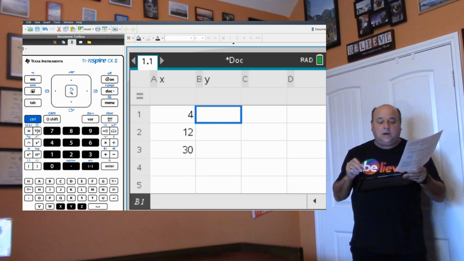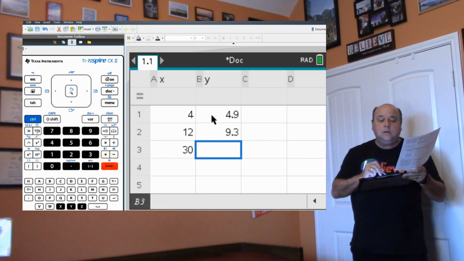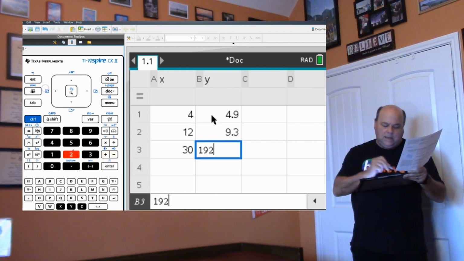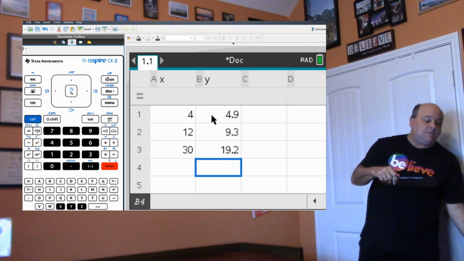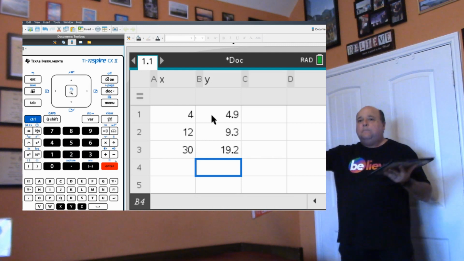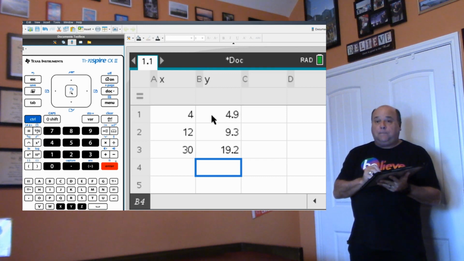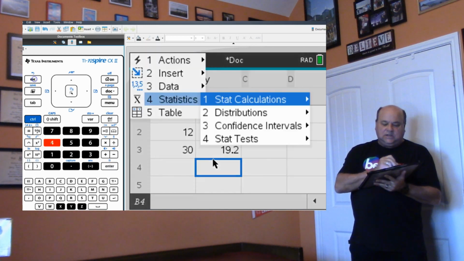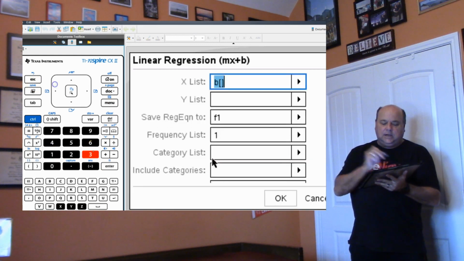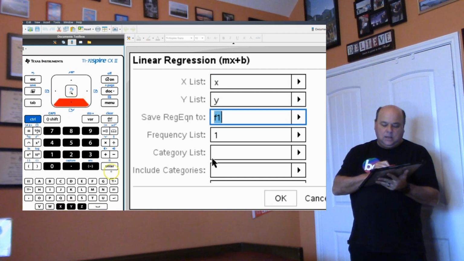And then I'm going to put in the prices, 4.9, enter, and then 9.3, enter, and then 19.2. Hit enter. Now then remember the steps. Menu 4, 1, 3, X down, Y down, enter. So make sure the box is open. Menu, statistics, stat calculations, linear regression, X down, Y down, enter.